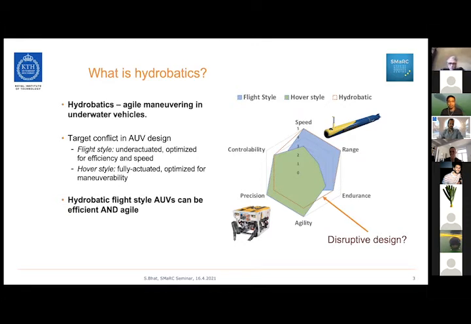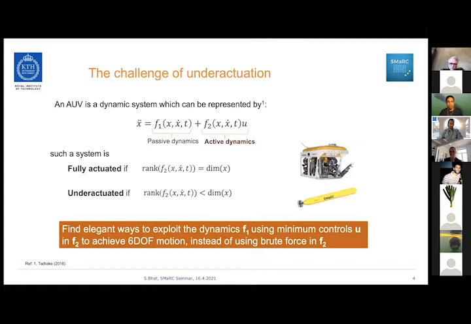In order to address this and to explore this further, a big challenge is the challenge of underactuation. An AUV is a dynamic system which can be represented by a second order ordinary differential equation: x double dot equals f1 plus f2. The function f1 of x, x dot, t refers to the dynamics of the system that's only influenced by the state of the system x. And the other function, f2 of x, x dot, t times u, is also influenced by the control. So this is the active dynamics that you can control with a certain control input in the actuators.